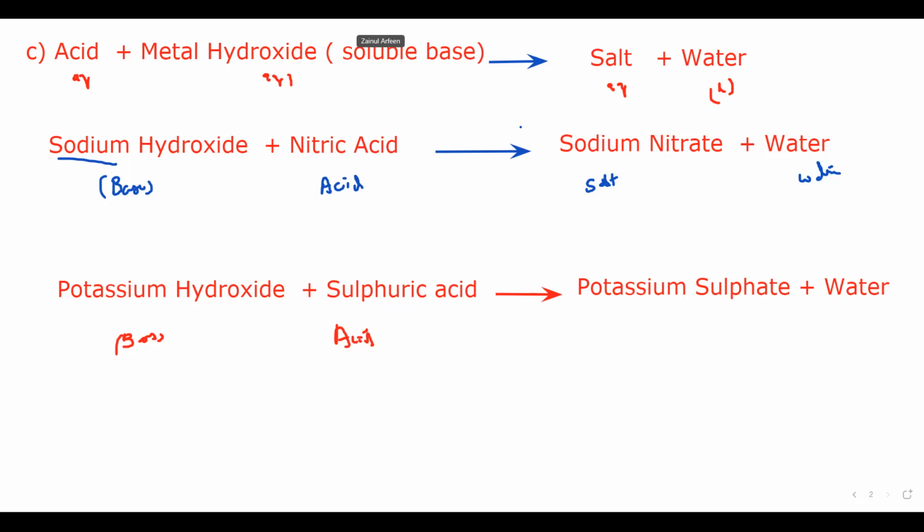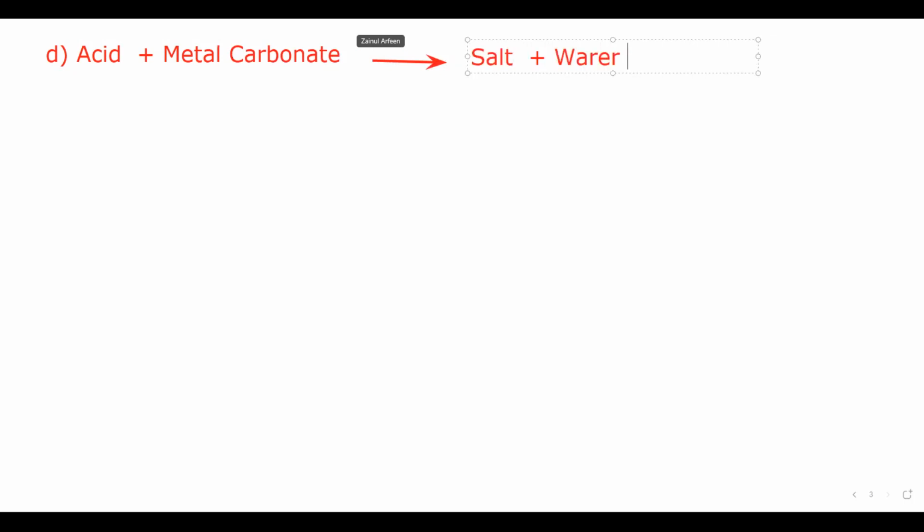And the last characteristic of the acid is when acid reacts with metal carbonate. So acid plus metal carbonate, what will be the product? The product is salt. You have to memorize these four characteristics of the reactions of acid. So it will produce salt, water, and carbon dioxide. Salt, water, and carbon dioxide are the three products formed when acid reacts with metal carbonate. So acid plus metal carbonate gives salt, water, and carbon dioxide.